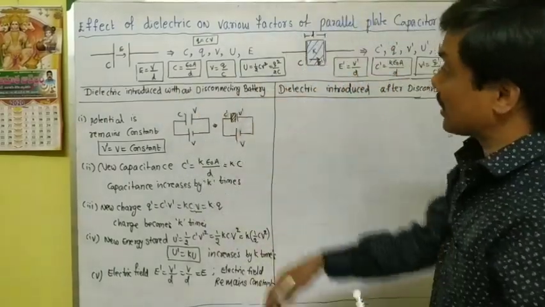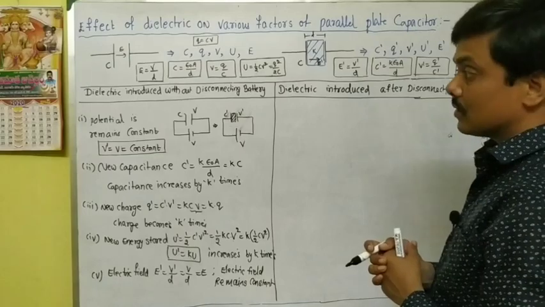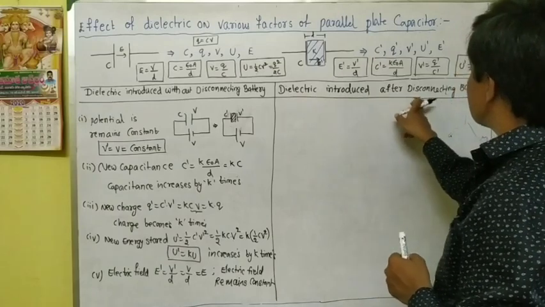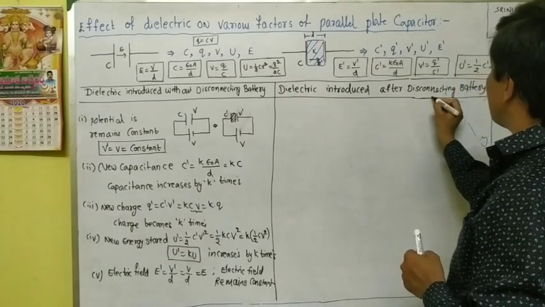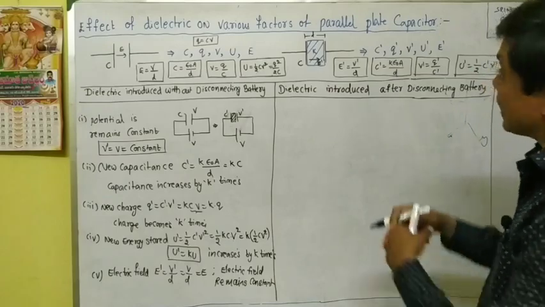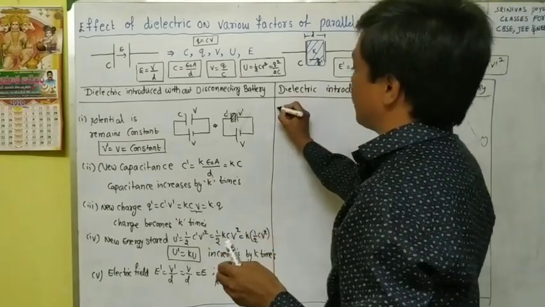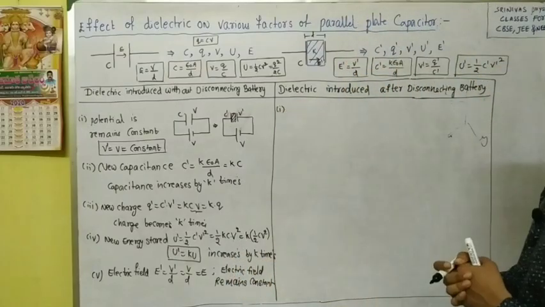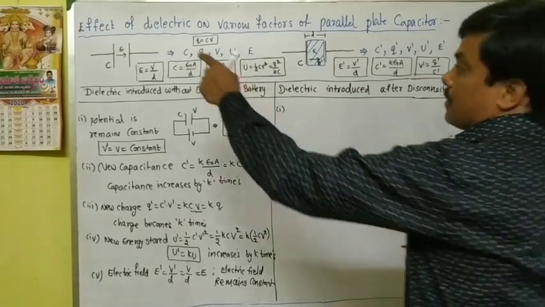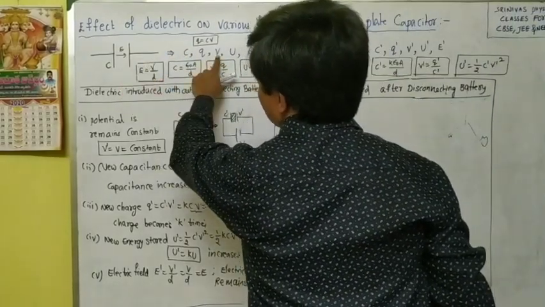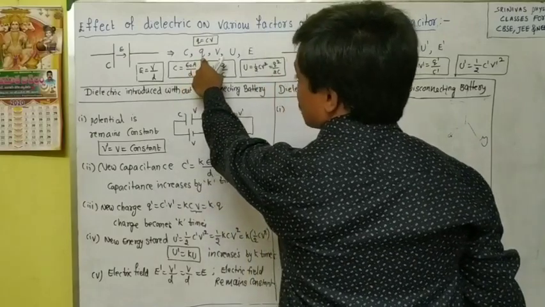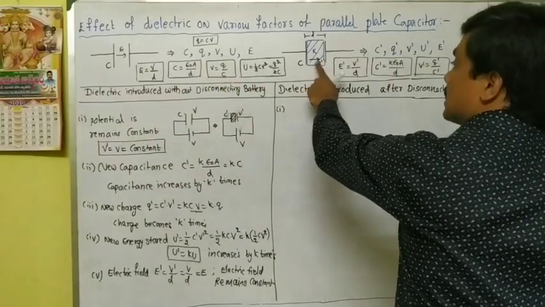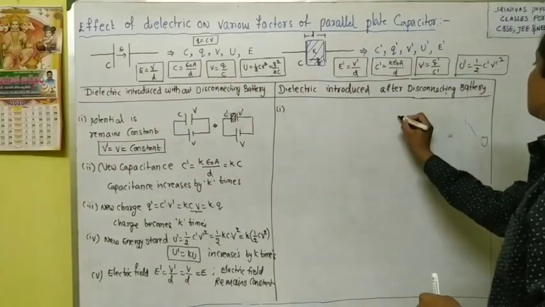battery. And now the same factors, how they will change in this case, that is, when we introduce the dielectric slab after disconnecting the battery. We can disconnect the battery, we can remove the battery, then what happens? First we will write what we are doing here. We are charging a capacitor to a potential V, and at that moment the charge stored on the capacitor is Q. Now we are disconnecting the battery and we are introducing the dielectric slab.